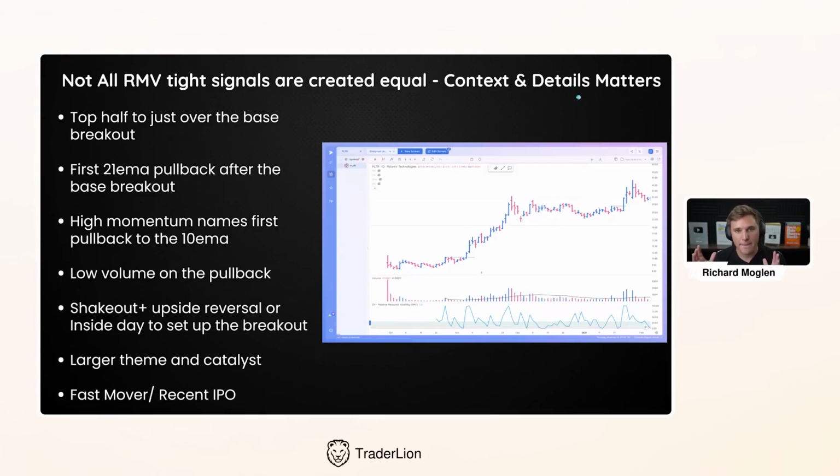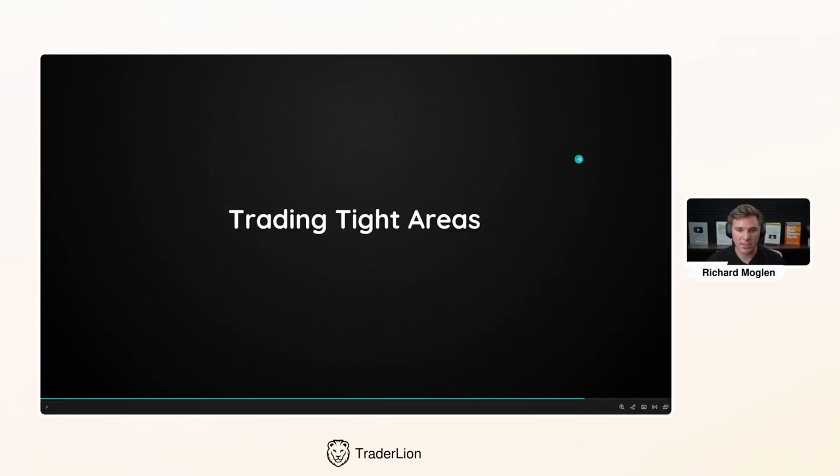Context and details matter an extreme amount, and the tighter the range, the better. A tight inside day, right? The right side of the range, that makes the setup that much better, that much more explosive. So all these details are really important, and as you gain more familiarity with trading VCPs and all that, you'll start to pick up on these details that can really make the difference.